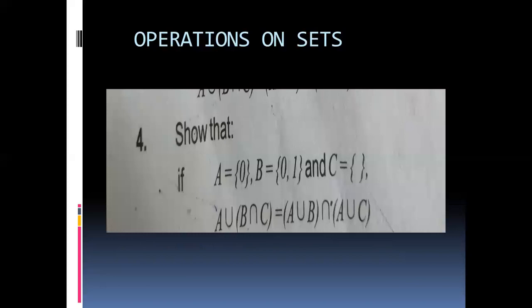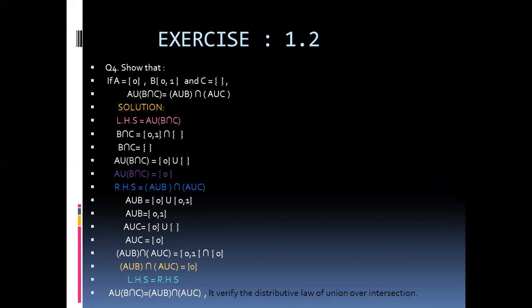question number 4. Show that if A is equal to {0}, B is {0, 1} and C is equal to null. And they mention here the law. Which law is this? Good. Distributive law of union over intersection, because first is the sign of union and then the sign of intersection. Now come to the solution of this. A is {0}, B is {0, 1} and C is null. And we will prove A union (B intersection C) is equal to (A union B) intersection (A union C). Distributive law of union over intersection.